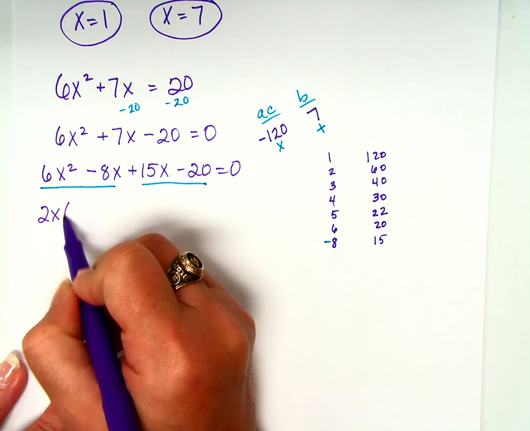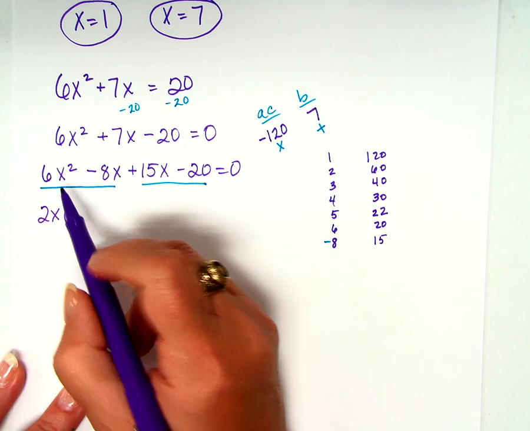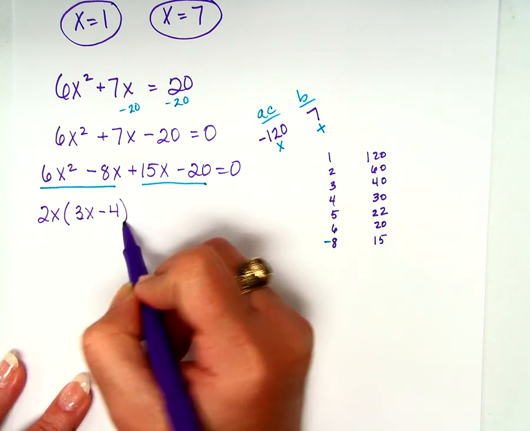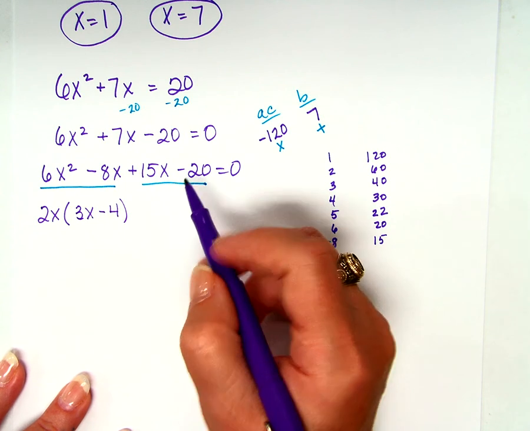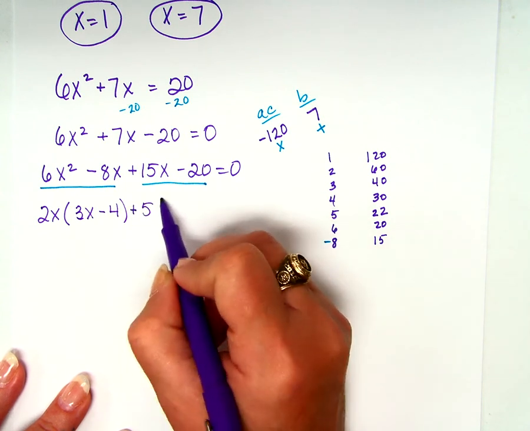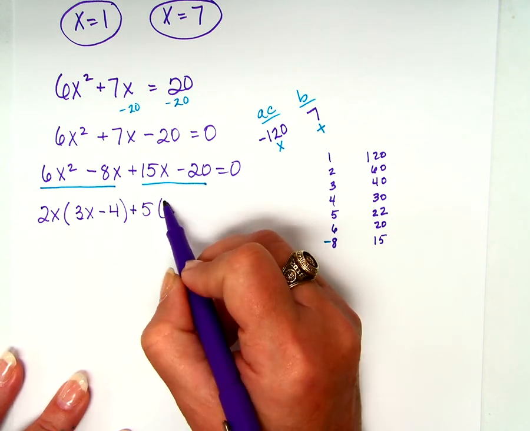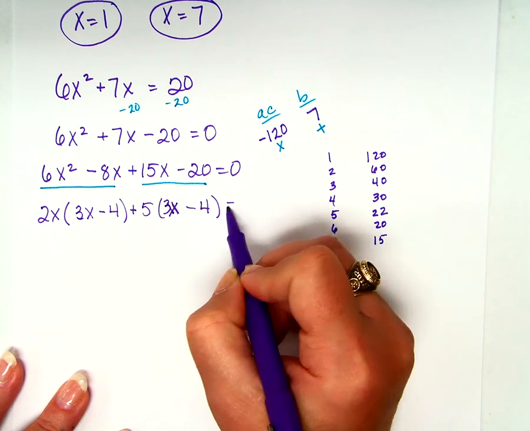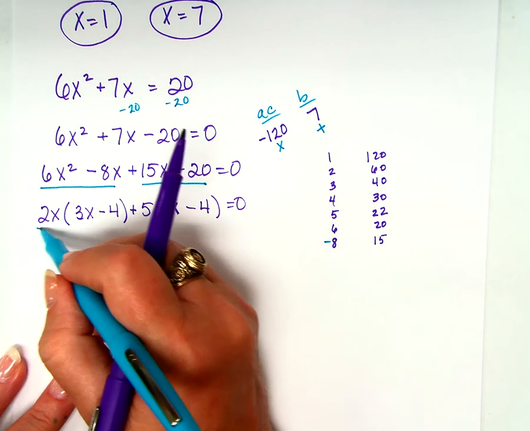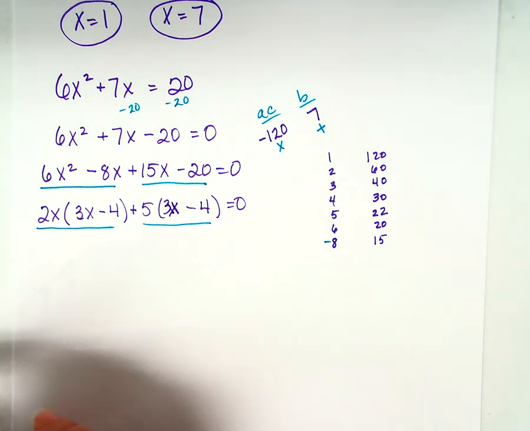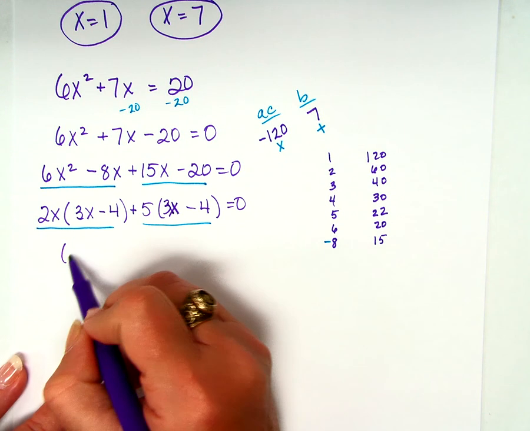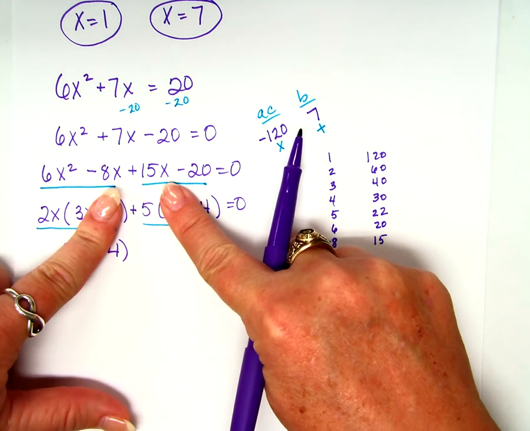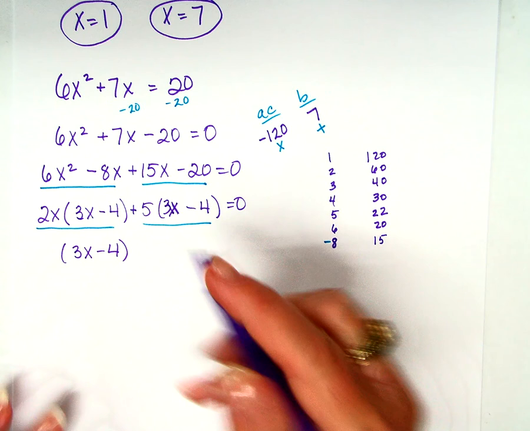2x. What's left when I divide out a 2x? 3x minus 4. What's common in the second group? If I factor out a 5, what's left? 3x minus 4. Okay. Now, between this group and this group, what is common? 3x minus 4. And what's left if I divide out a 3x minus 4? 2x plus 5.